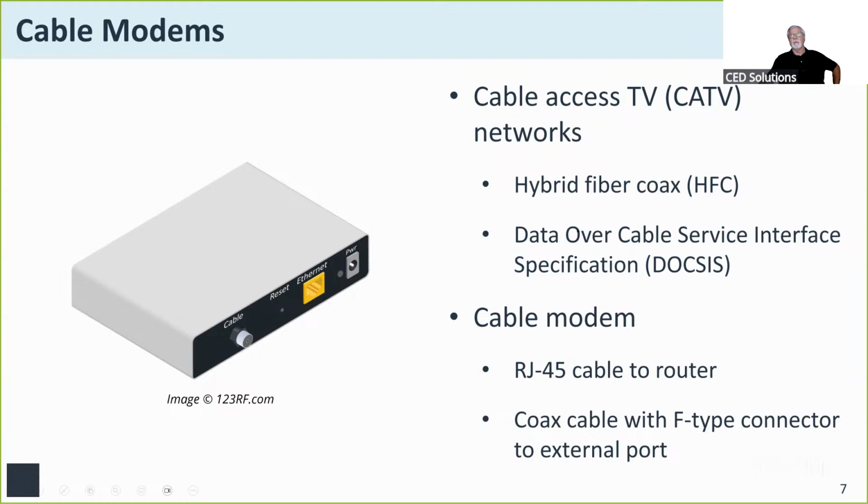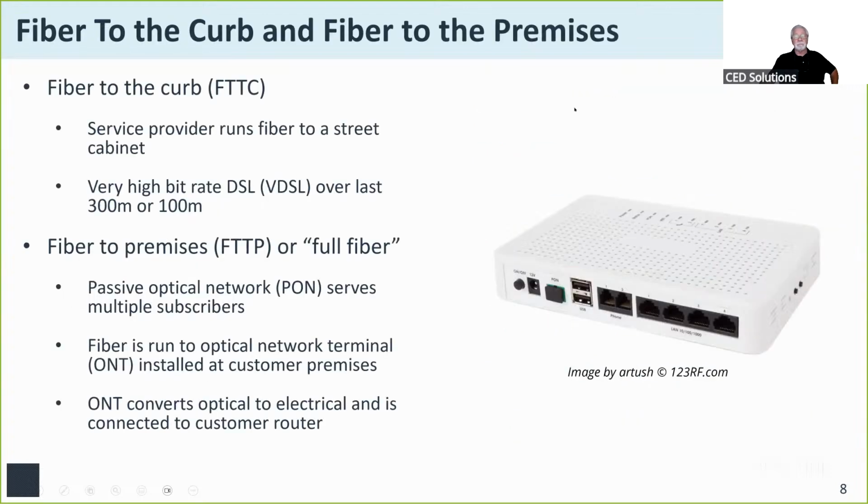Then we started getting real high-speed connectivity with the implementation of these hybrid networks, coax to fiber, fiber to coax, that kind of thing. You see different versions of it here: fiber to the curb, full fiber to the premises or fiber to the home, FTTH, we see that. So very, very fast connectivity.